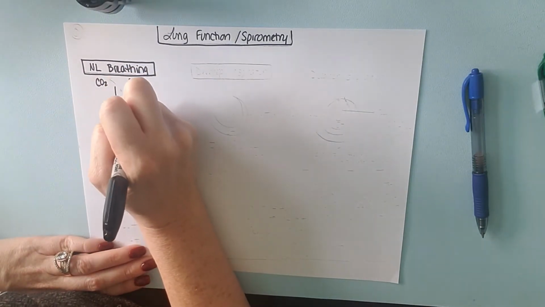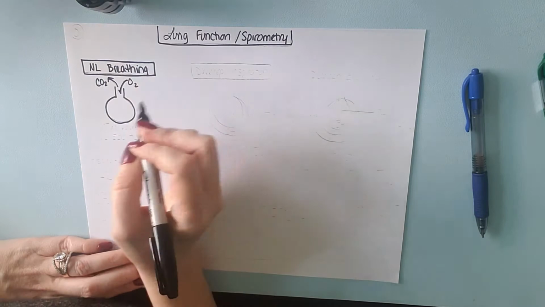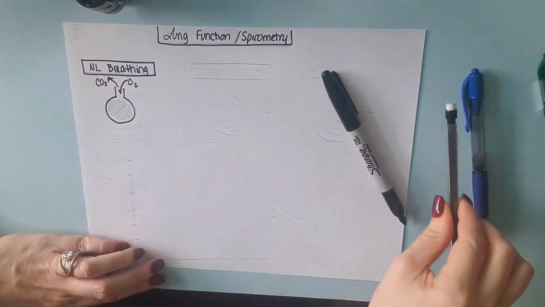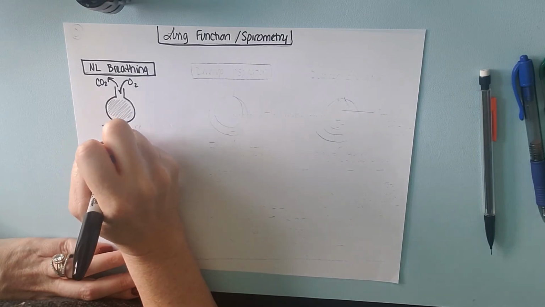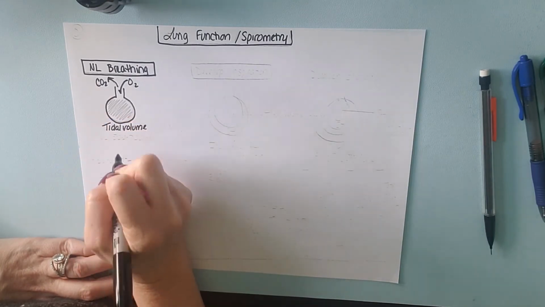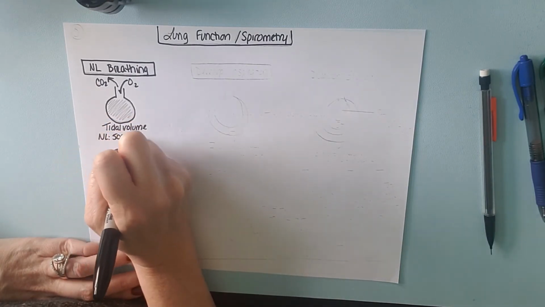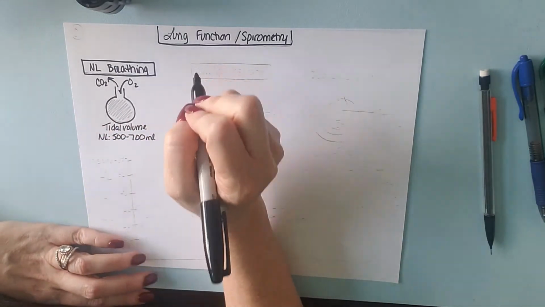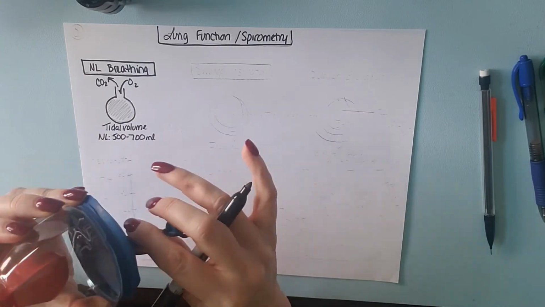So this little circle here is an alveoli. Oxygen goes in and carbon dioxide goes out. This is what we breathe normally, called the tidal volume. That's what you're doing right now, breathing normal. That amount is just a normal amount of breathing, not inhaling or exhaling, just normal.